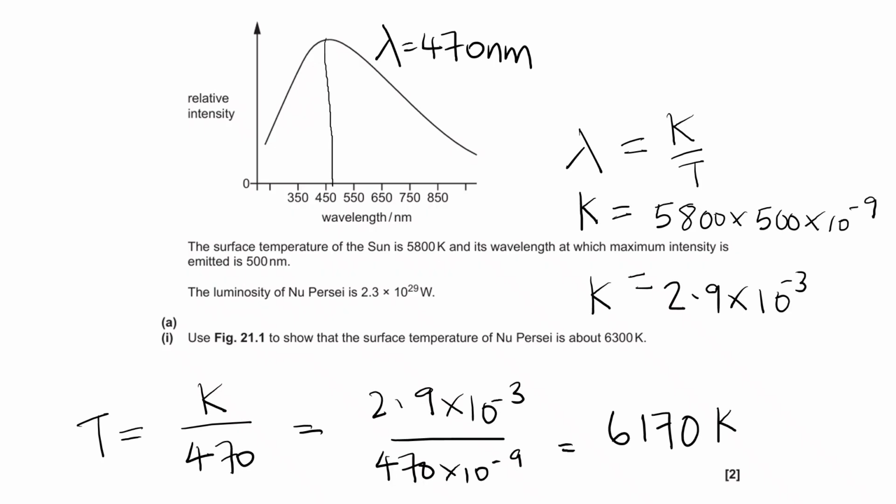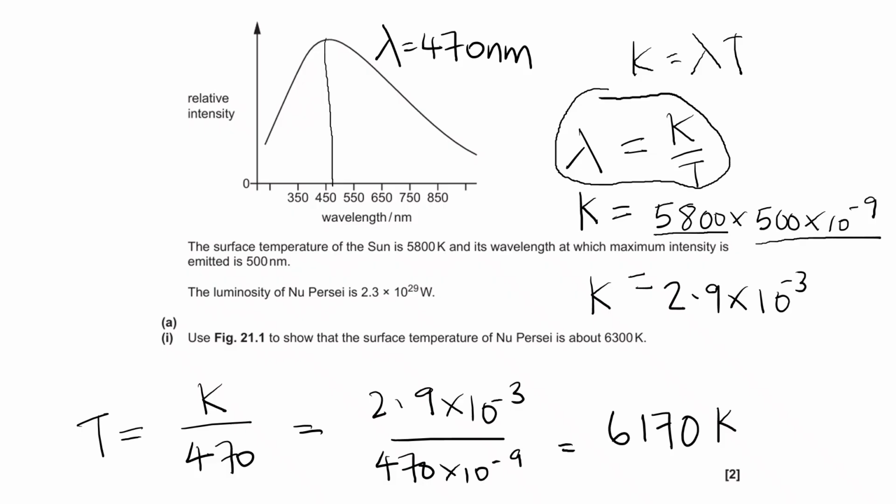So this is your equation. Lambda is equal to k over T. Let's work out the constant. So k is lambda times T. And so your T is 5,800 and your wavelength is 500 nanometers, yeah? Your constant is this. So this is your constant.